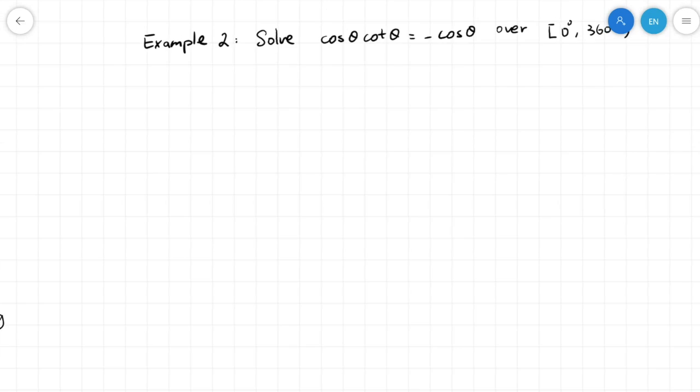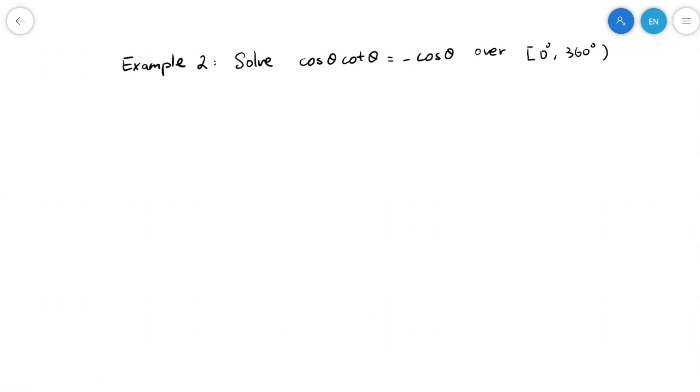So the example 2 I have is I want to solve the trigonometry equation cosine of theta times cotangent of theta equal to negative cosine of theta. Here, I want the answer to be over the interval 0 to 360 degrees.